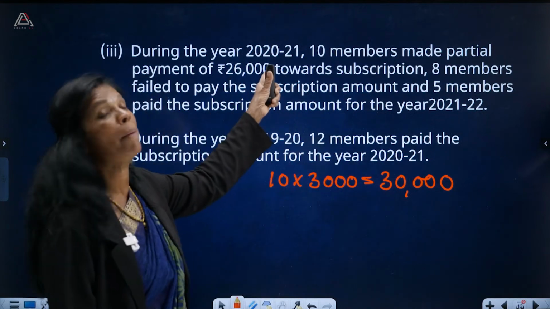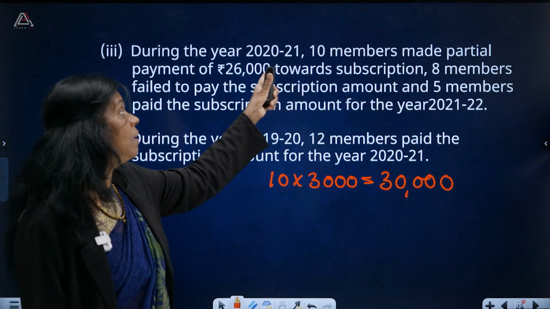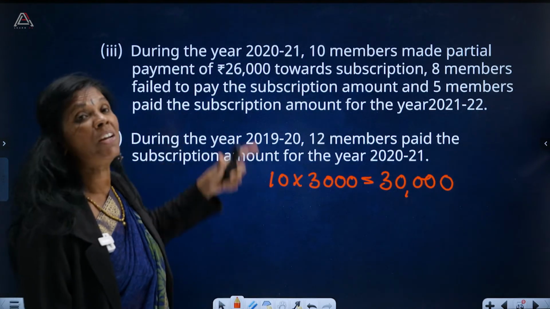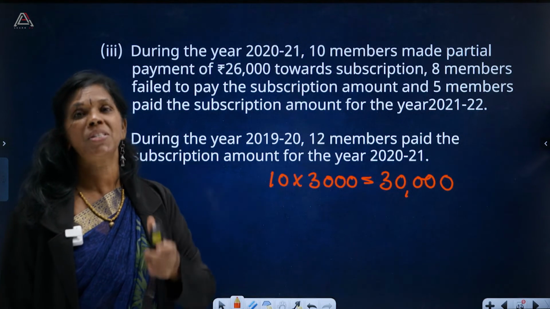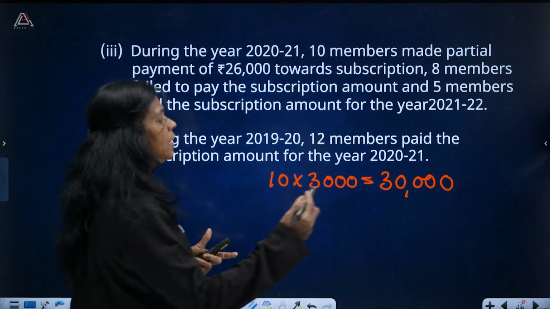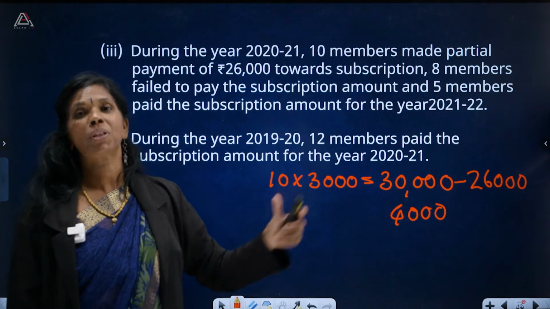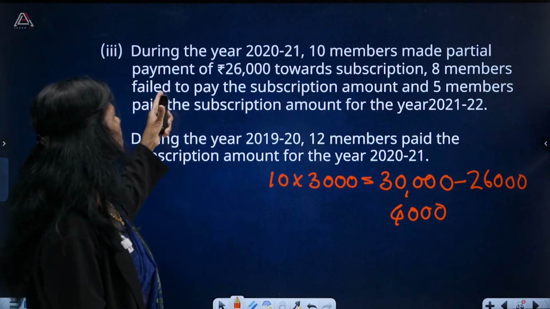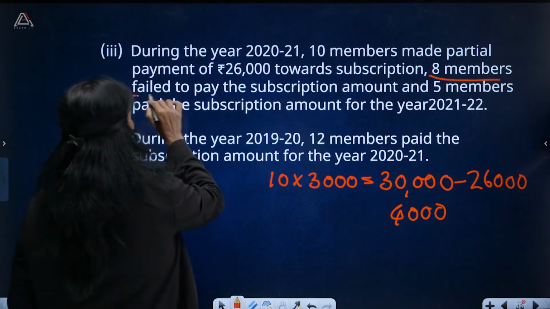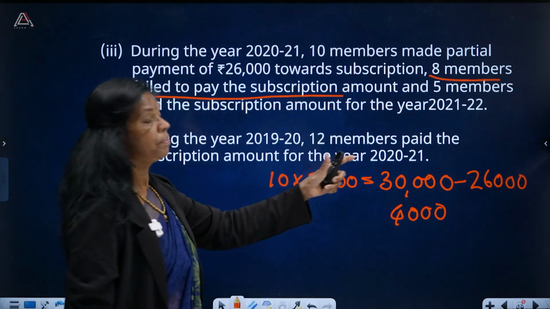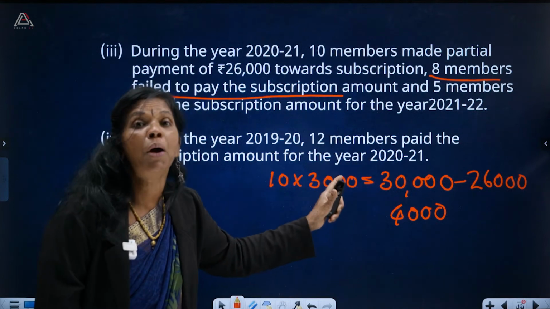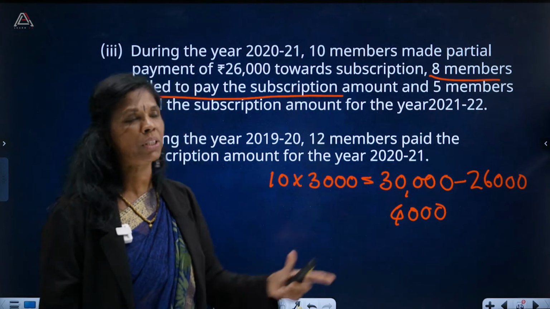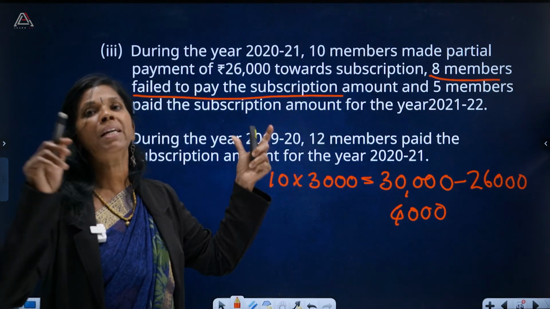This is the actual payment received or each member is liable to pay. But how much is the actual amount received? 26,000. So how much is the arrear? So arrear in that case is 4,000. Then another important point to be noted, 8 members failed to pay the subscription. Noted the point. Out of 10 members, they made the partial payment. That we find out how much is the arrear? 4,000. Then 8 members didn't make any payment.